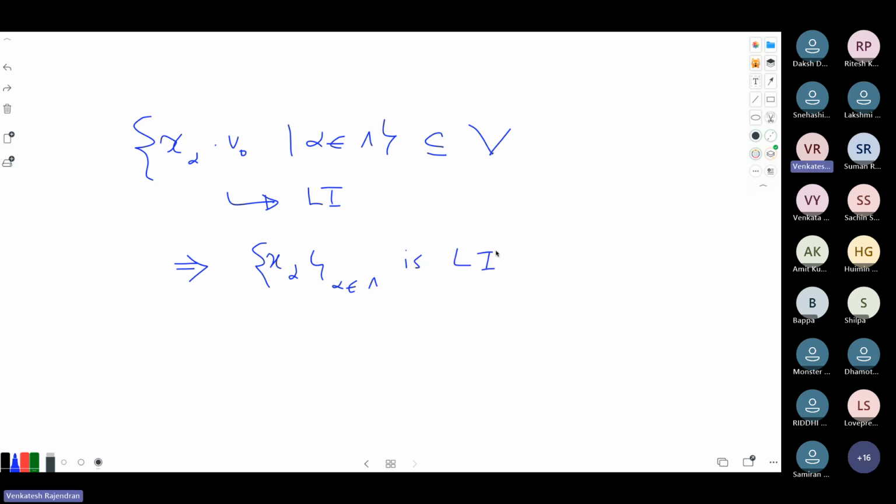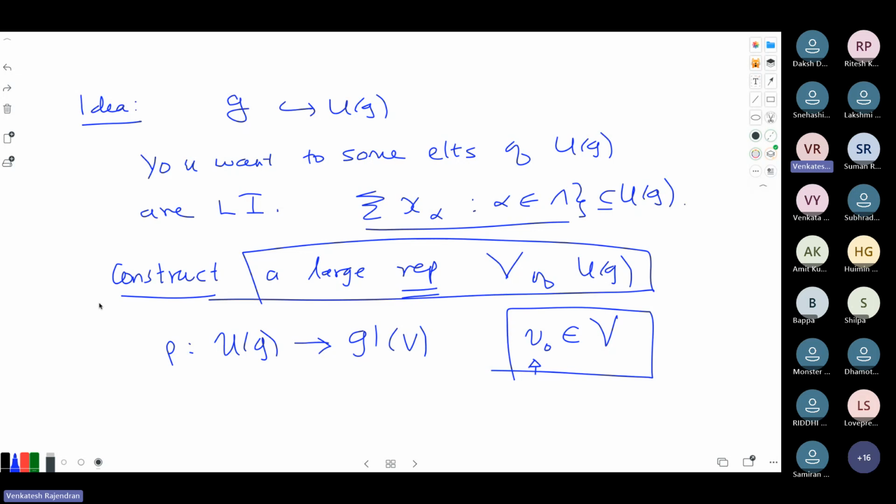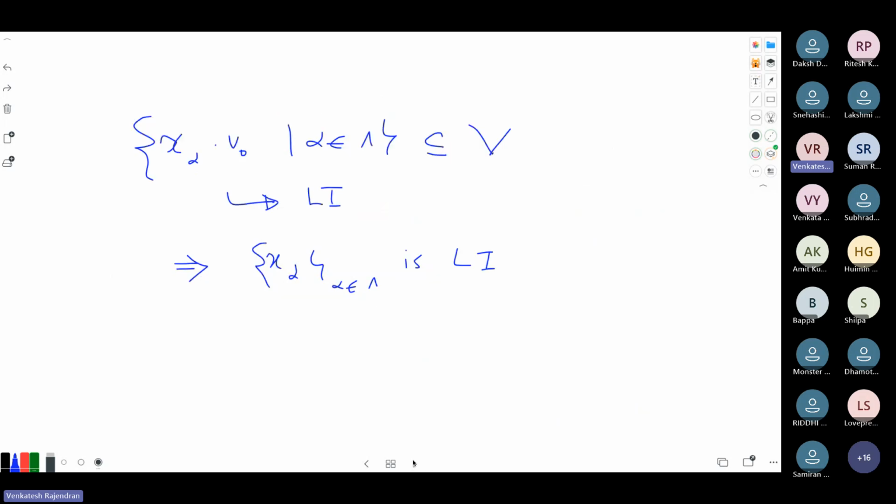Sorry sir, what is V here? V is that representation. You construct a representation of UG, call it V, and then you have this special vector called the vacuum vector. It is a choice only; we give it this name because this is all motivated from physics. You look at the image of v_0 under all the X_α, which will be a subset of V. If you know that this is linearly independent, then that immediately implies that the X_α are linearly independent.